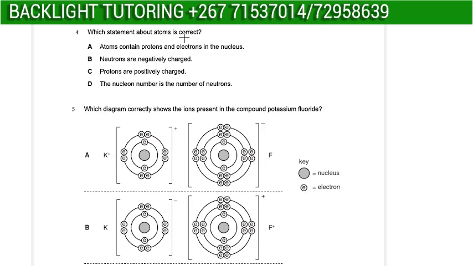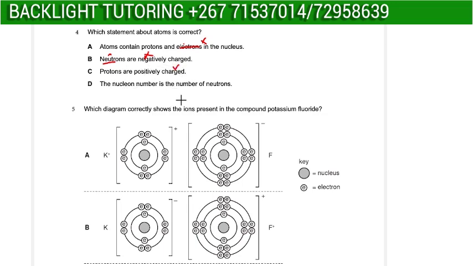Which statement about an atom is correct? An atom contains protons and electrons in the nucleus? No, electrons are outside the nucleus. Neutrons are negative charges? No, neutrons are neutral, and negative does not match with neutral. Protons are positively charged. This one is correct.